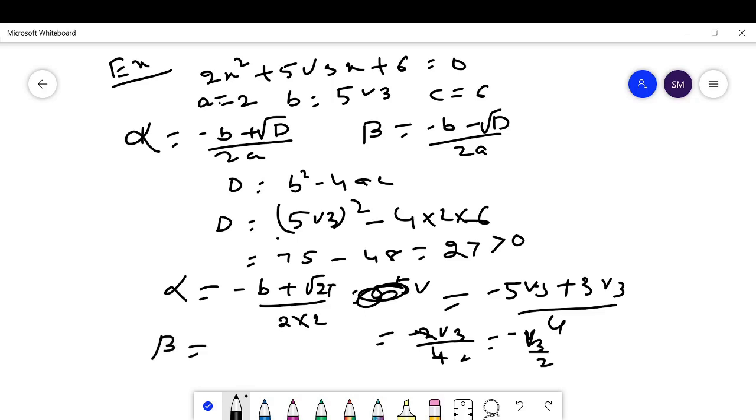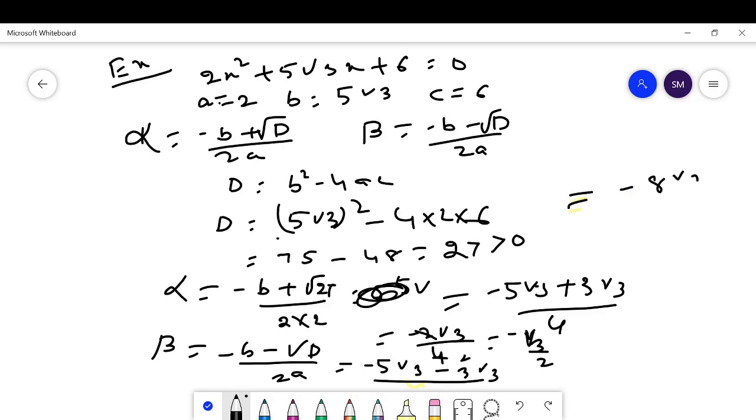Then what is beta? Beta is minus b minus square root of d upon 2a, which equals minus 5 root 3 minus 3 root 3 upon 4, which equals minus 5 root 3 minus 3 root 3 is minus 8 root 3 upon 4. Cancel. This is minus 2 root 3.